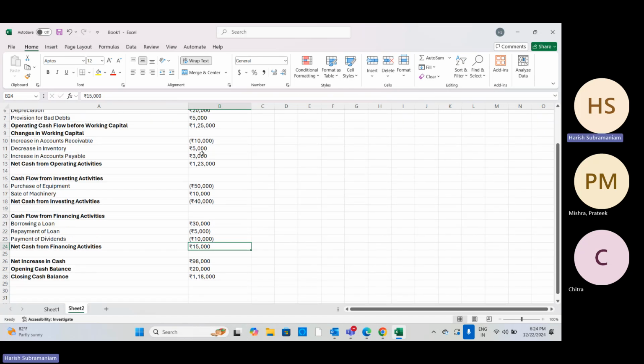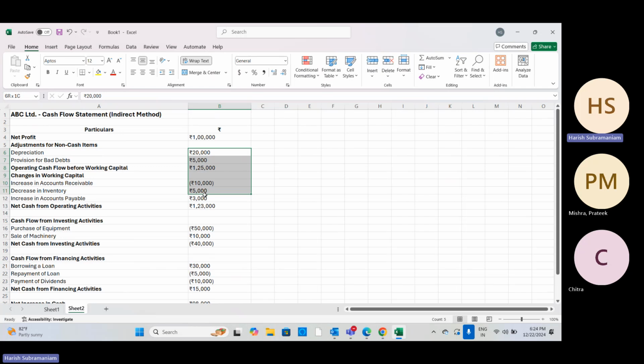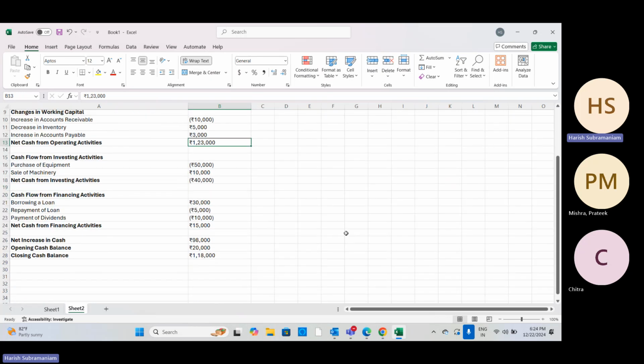So then we look at this 1.23. We have already done the math. This is the final result, 1.23 lakh. And then we have to do minus 40,000 since the net cash from investing activity is minus 40,000. So this is 1.23 minus 40,000, which is basically 83,000. And then to this 83,000, we add another 15,000. So this is basically 98,000. So we are saying that in this quarter, there has been a net increase in cash.